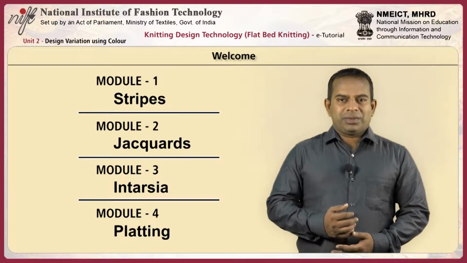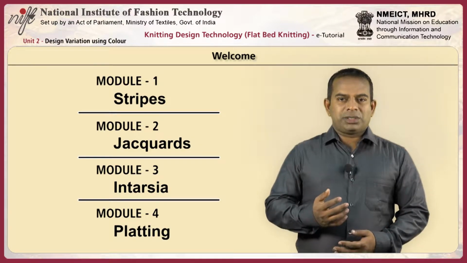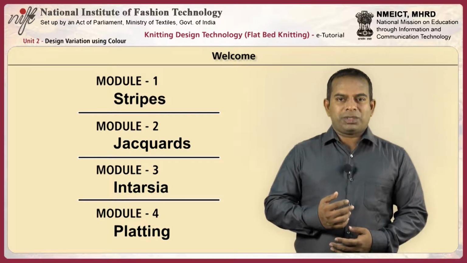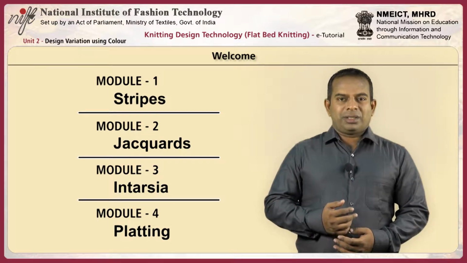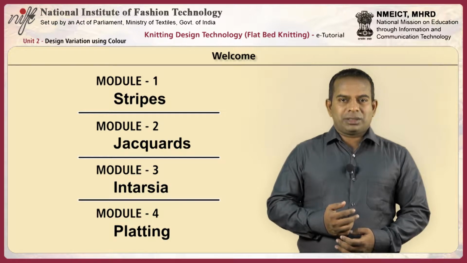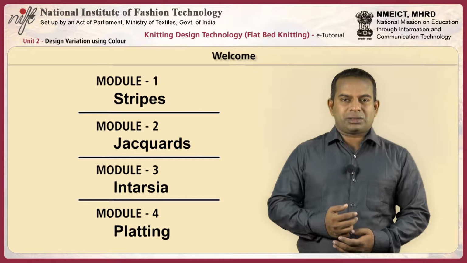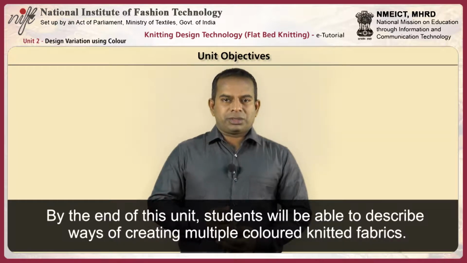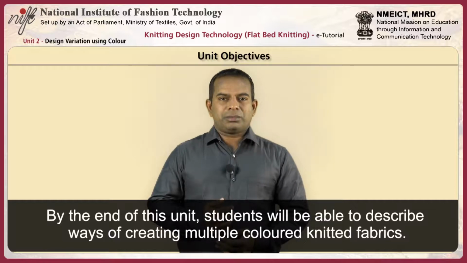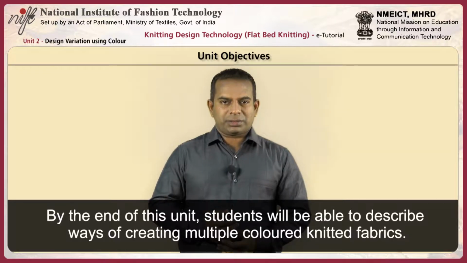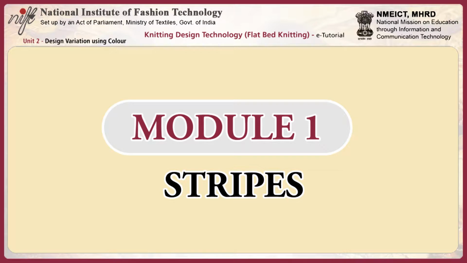Now let's look at the way we can add more colors to knitted fabrics to make more design combinations. It is also possible to mix colors with the structure designs to create more complex designs. By the end of this unit, students will be able to describe ways of creating multiple colored knitted fabrics. The first module focuses on creating stripes.